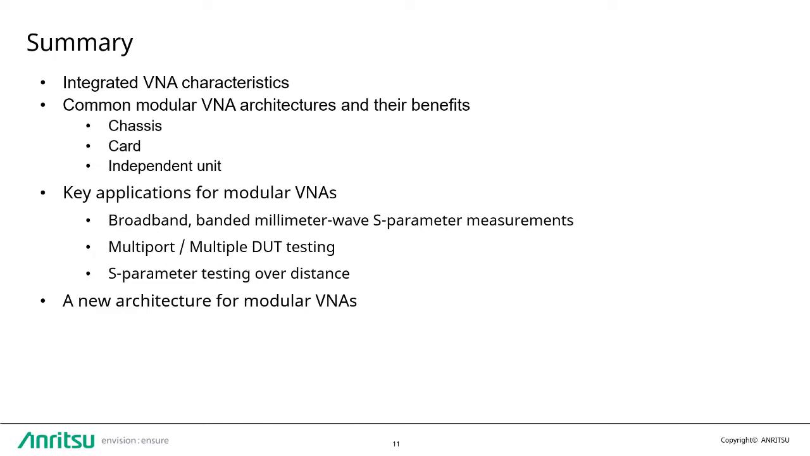In summary, this has been a short discussion about the application advantages of modular architectures for VNAs. I've discussed the characteristics of typical integrated VNAs and contrasted that with features and benefits of different types of modular VNAs. I covered in further detail three different applications where modular VNAs have advantages and introduced a new modular VNA architecture that brings unique capabilities to long-distance S-parameter applications.